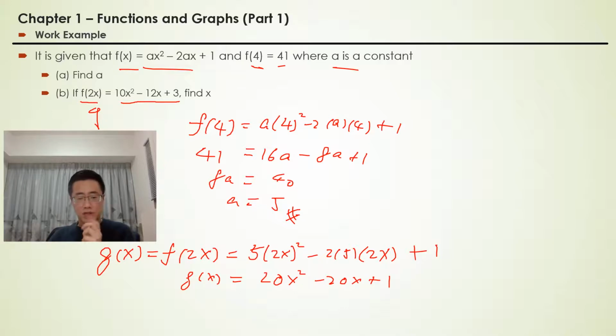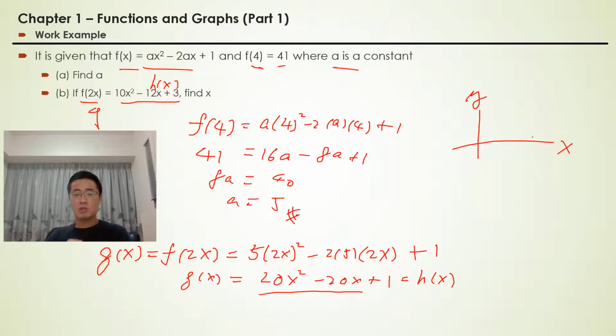So now the question is asking about, given you have the function here and you also have the other function, like maybe we say h(x), the question is asking to equate this function with the function here. What that means is, like in a graphical representation of the quadratic function, we have y on the y-axis and x on the x-axis. We have two quadratic functions. One is g(x), the other is h(x).